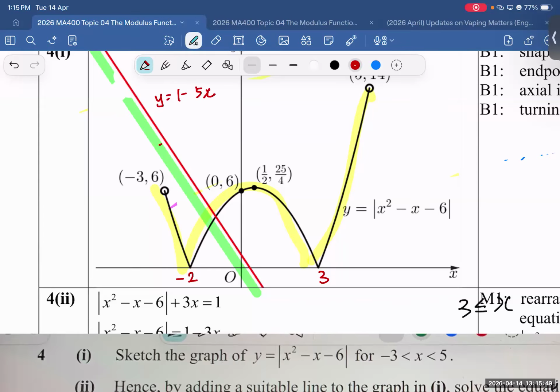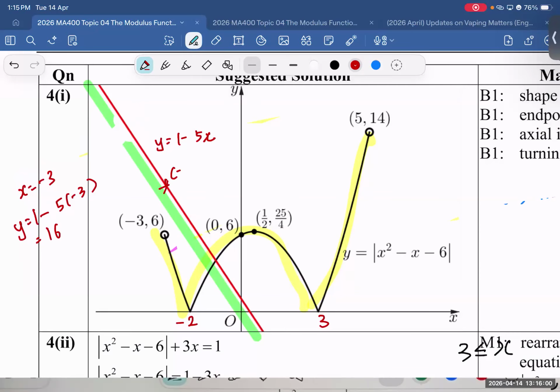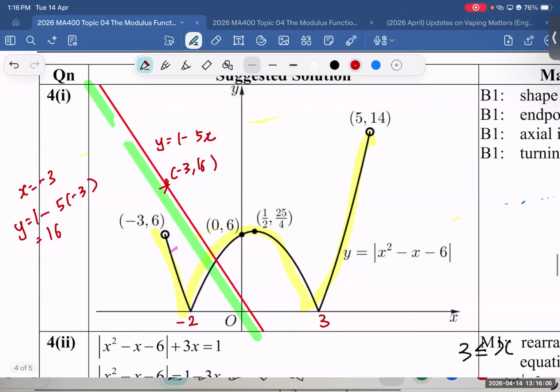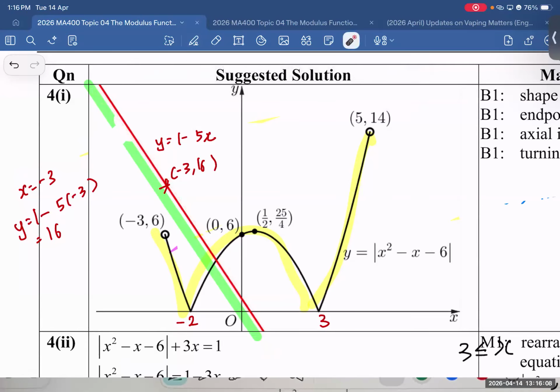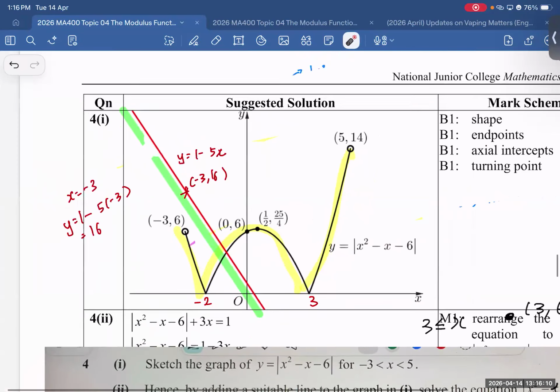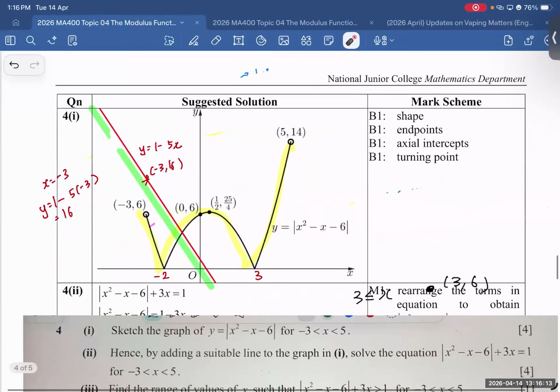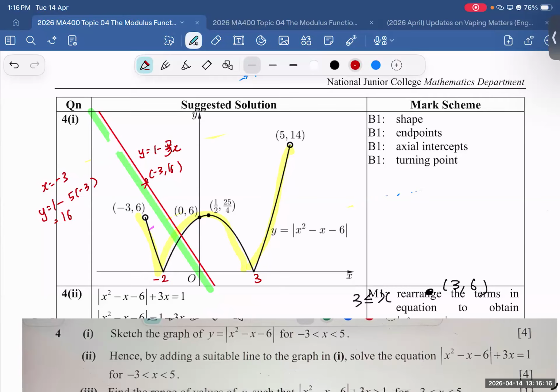Now, if x equals -3, for example, then y will be 1 minus 3 of -3, which is about 10. So when x is -3, y should be about 10. You are sketching a linear line. At the same x coordinate, one y is above the other, so they will not intersect for sure. Okay?